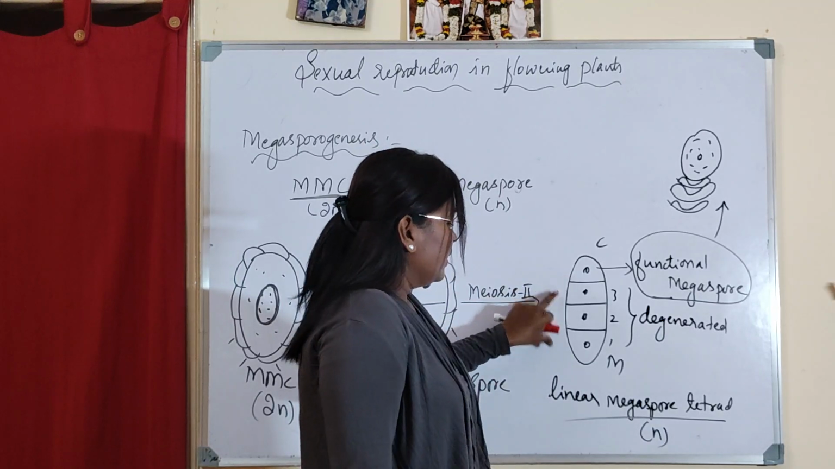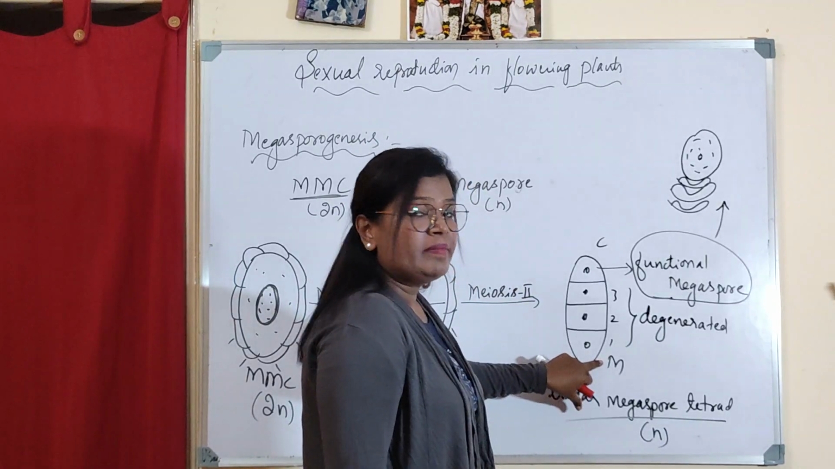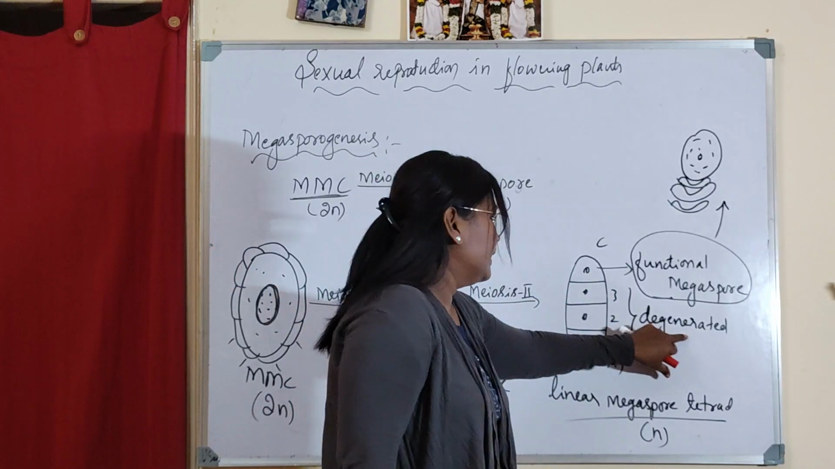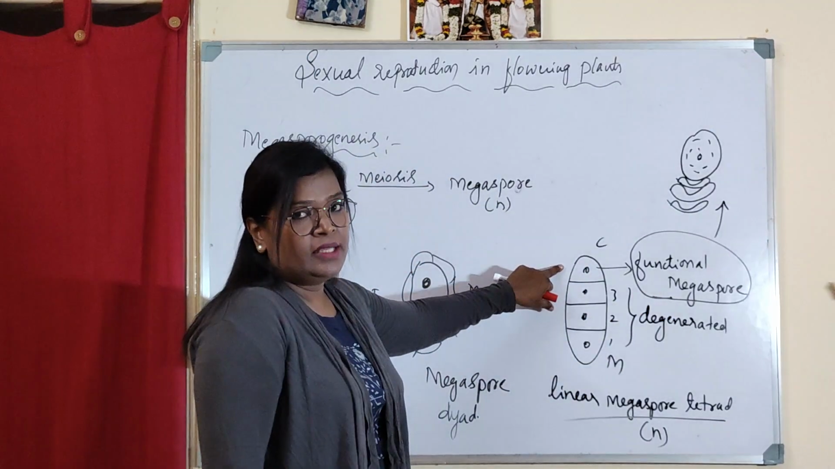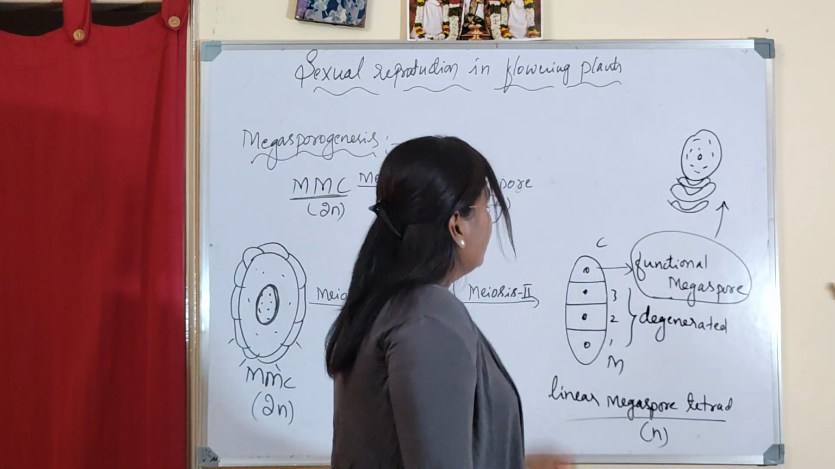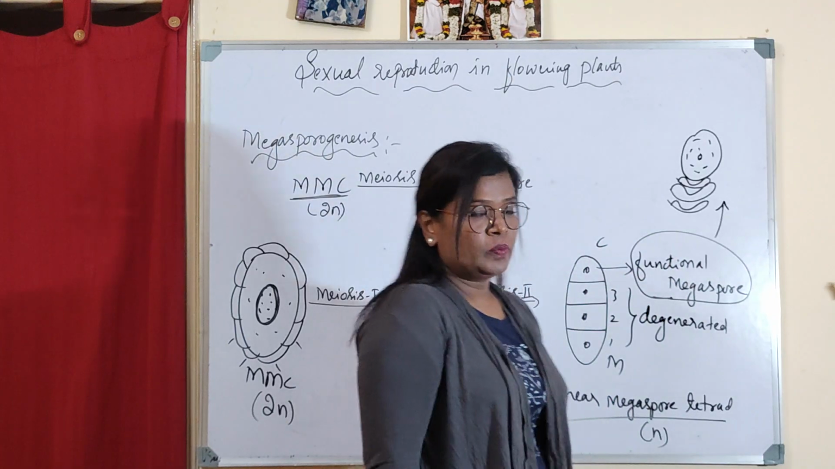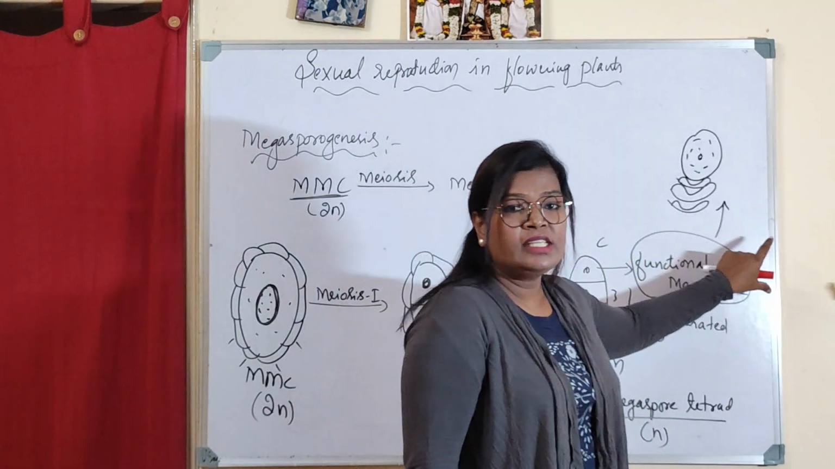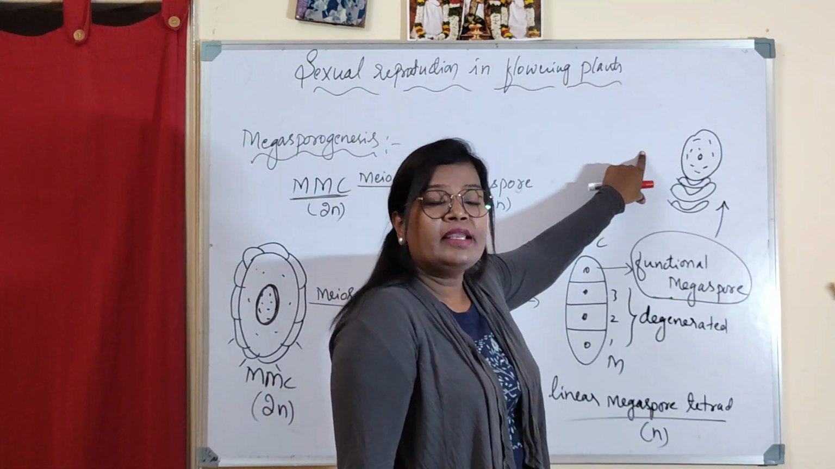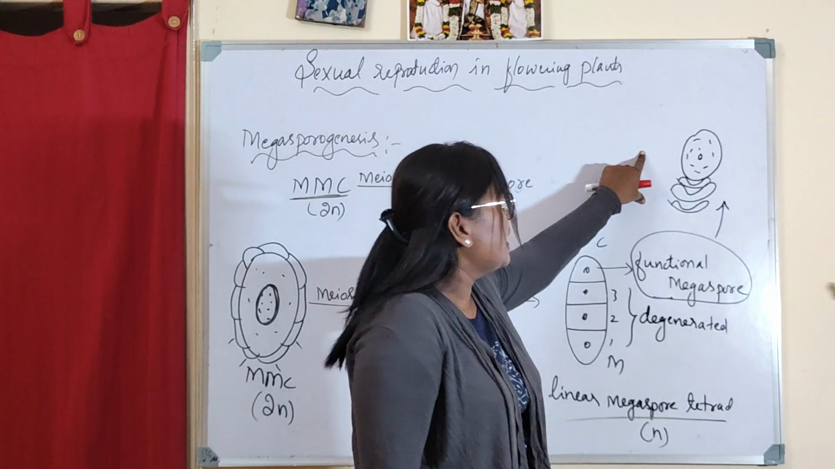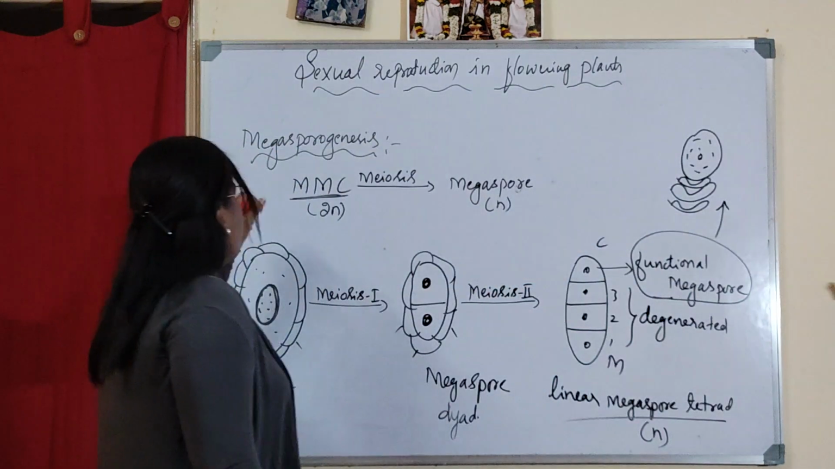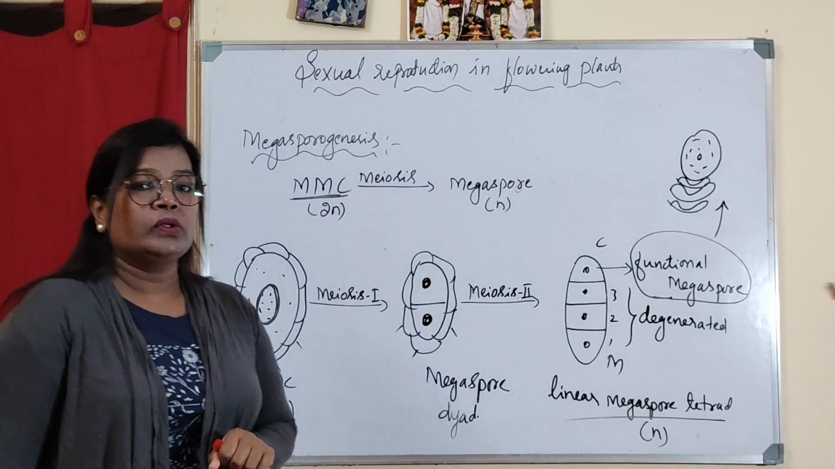Out of the four, the three starting from the micropylar region, 1, 2, 3, all degenerate, and the one which remains towards the chalazal region becomes functional. This is called the functional megaspore. Later on, this functional megaspore participates in the formation of the female gametophyte or the embryo sac. This process is called megasporogenesis.